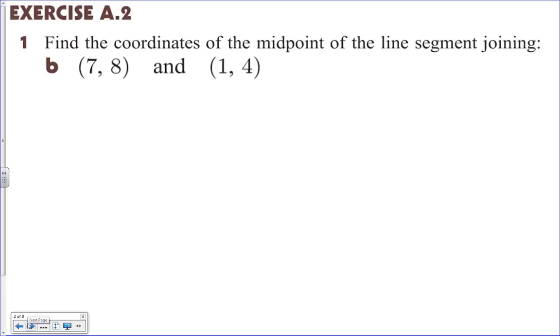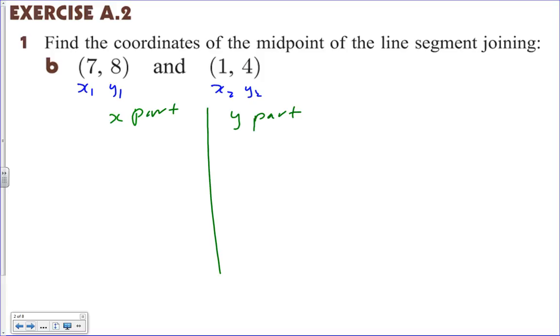Find the midpoint of these two points, so x1, y1, x2, y2. Again, I'm going to split right here into x part and y part. Work them out separately. So here we've got the x midpoint. Well, let's use common colours. So x midpoint is going to be x1 plus x2 over 2. And over here y midpoint is going to be y1 plus y2 over 2. Substituting in, let's do the x bit first.